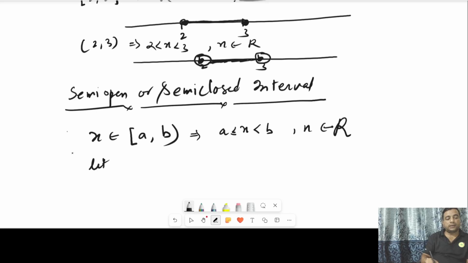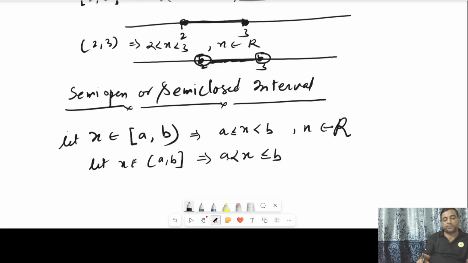And let x belong to the interval open at A and closed at B, meaning open on one side and closed on the other. So it implies that x is greater than A but less than or equal to B, meaning x starts just beyond A and ends at B, and x must be real.